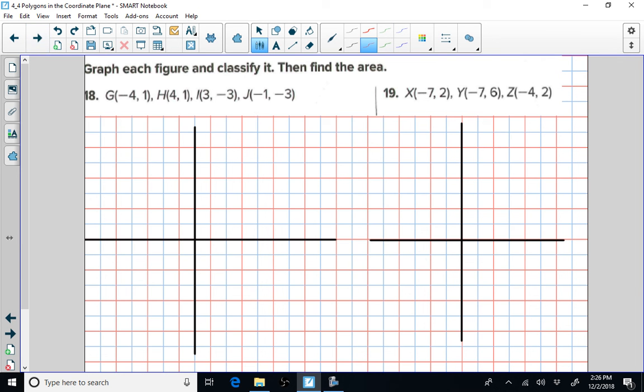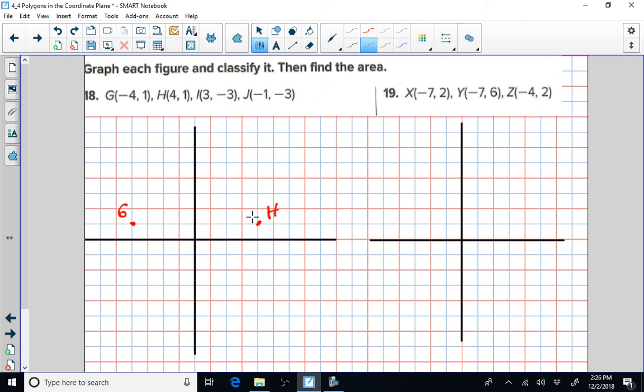Alright. My first point, point G, is located at -4, 1. So that's left 4. 1, 2, 3, 4. Up 1. Put a point. Label it G. My point H is at 4, 1. So that's right 4. 1, 2, 3, 4. Up 1. Put a point. Going to label that H.